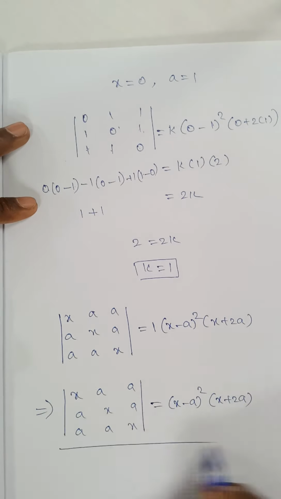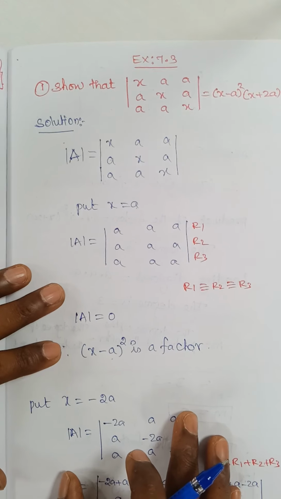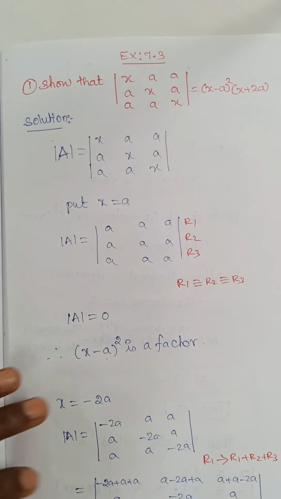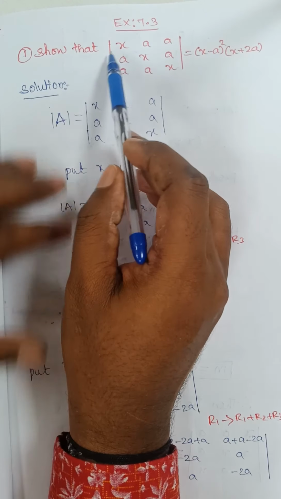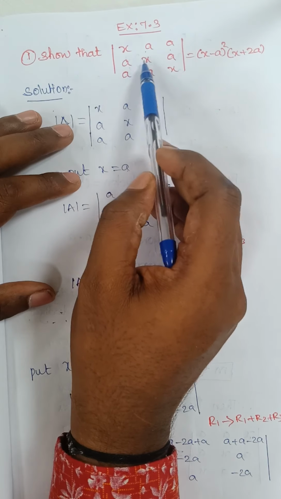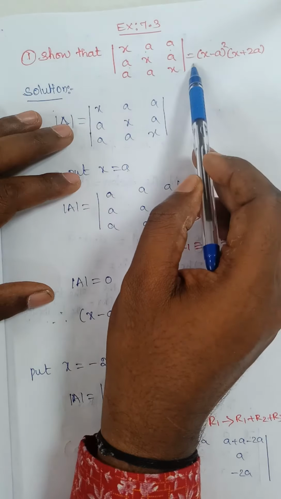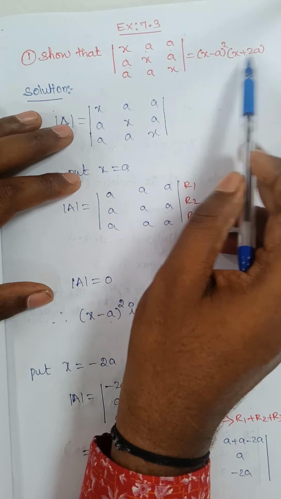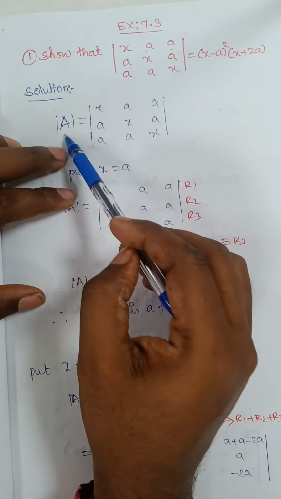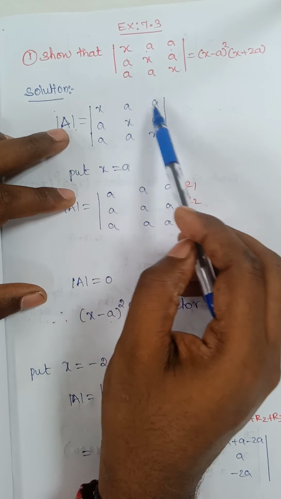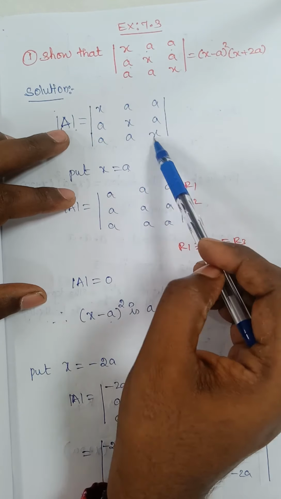so once again I repeat this sum. First show that the determinant of x is equal to (x minus a) the whole square into (x plus 2a). So now I am going to take this determinant of a is equal to x, a, x. First I am going to substitute x is equal to a.